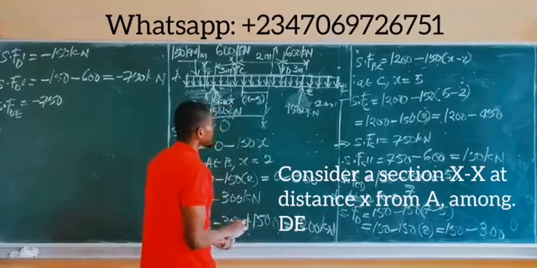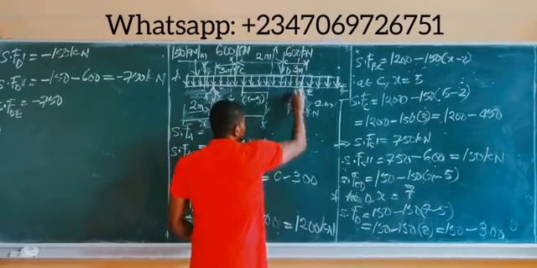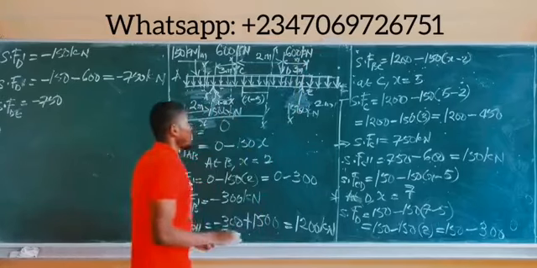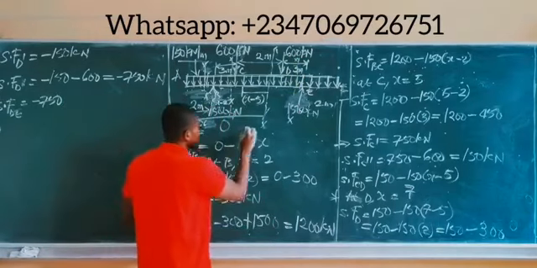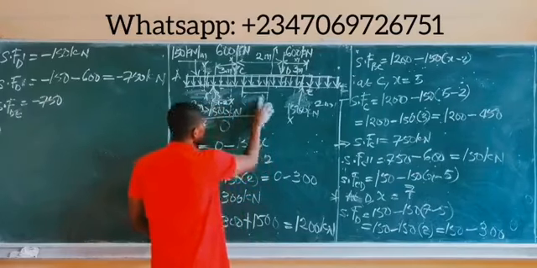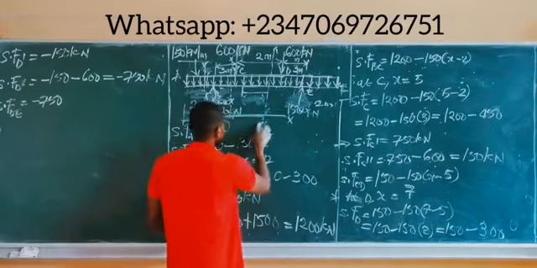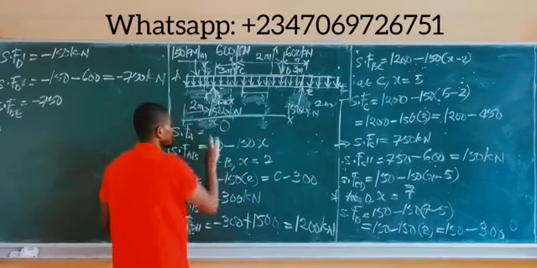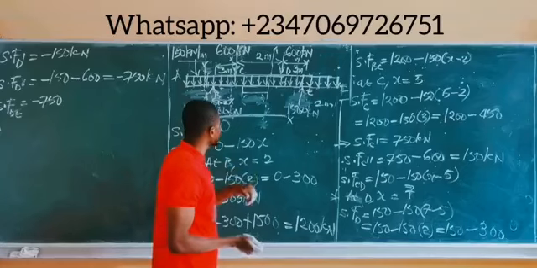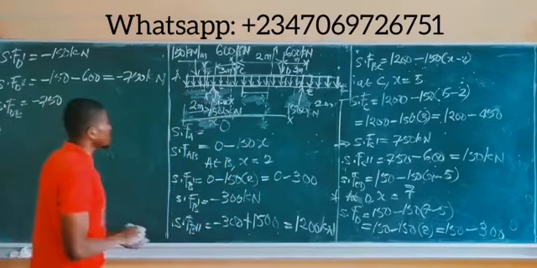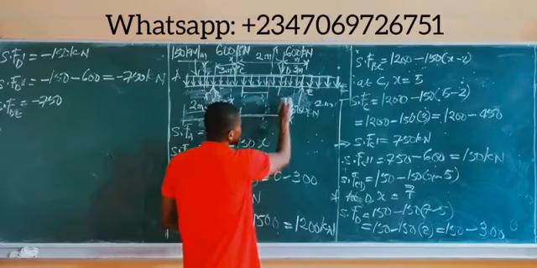So as usual, we take a section somewhere along DE. Consider the section XX at a distance x from A along DE. So the distance from A to the point of section is simply x meters. We simply consider from A to the point of section, and call that distance x meters. If that is the distance, then what is now the length from D to the point of section?